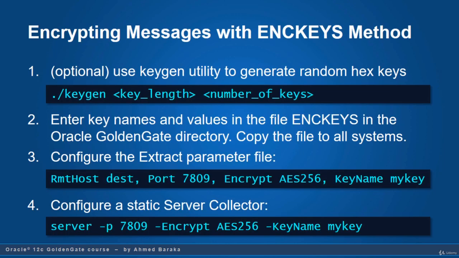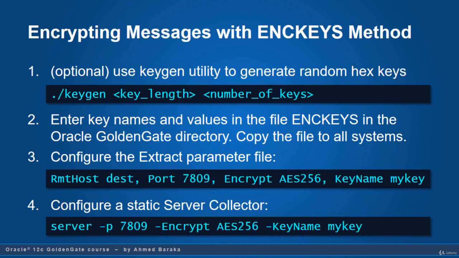To use the ENCKEYS method, you need to have a key that will be used for encryption. You can have your own key, or you can generate a random key using the keygen utility. The slide is showing you the syntax of using the keygen utility. You will pass the length of your key and the number of keys that you would like to generate.